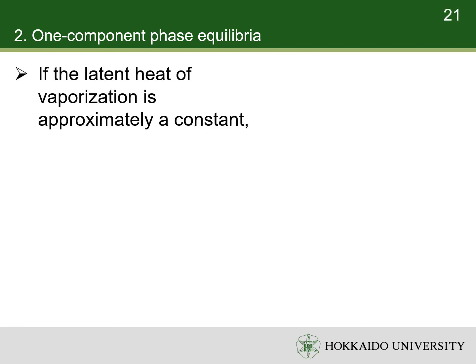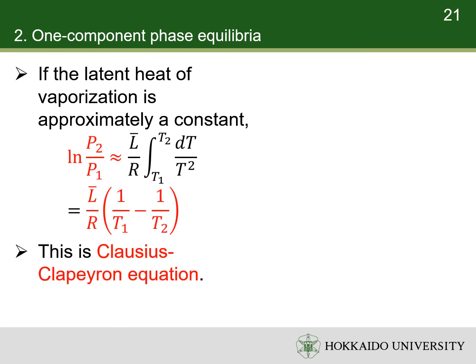We further assume that the latent heat is nearly independent of temperature. Then, the integral is simplified to the so-called Clausius-Clapeyron equation. This equation describes the relationship between vapor pressure and temperature.